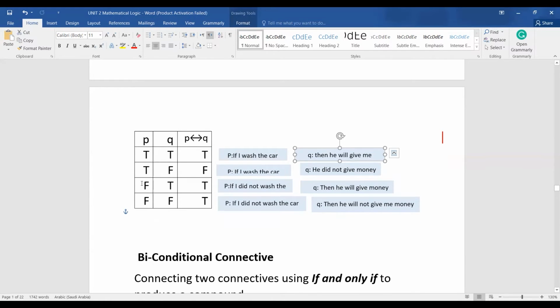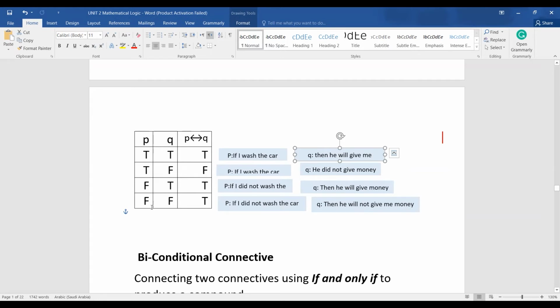Next, when P is false and Q is true: if I did not wash the car, that is false, then he will give me money. Here I'm saying if I did not wash the car, if I didn't do my mission, then he will give me the money. Here the truth of the statement depends on Q, the second statement. The second statement has to be true, so we would get the compound statement as true.